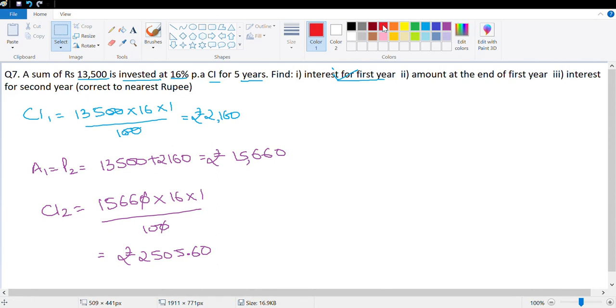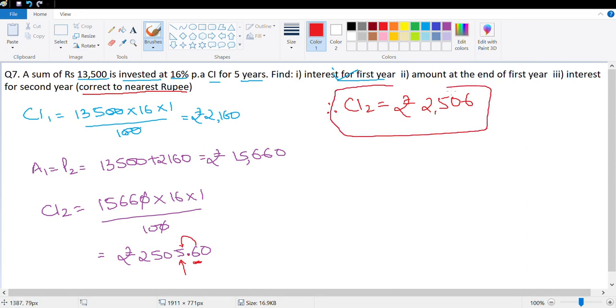Like I always say, good habit to read the question once you've solved it. Let's see, they want the answer up to nearest rupee. Therefore, compound interest for year 2 would be rupees 2,506. Since the first digit after the place where they want us to finish is 5 or more, I'll add 1 here. So this is rupees 2,506. That's the correct answer to this question.